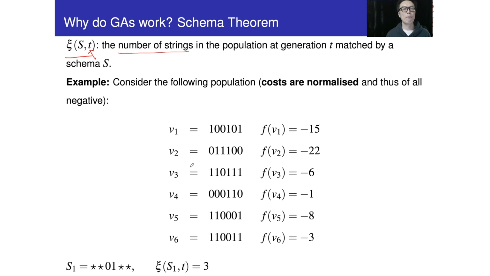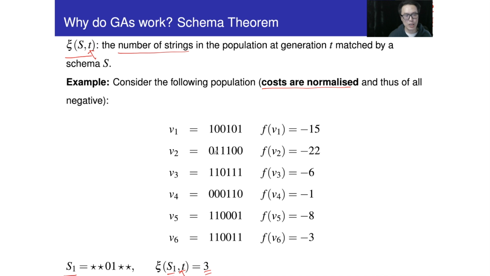For example, we have a population right here. Again, please be reminded that this cost is normalized so that they are all negative. And then we would like to ask the question: what is the number of strings in this population that match S1 in this iteration t? The answer is 3.